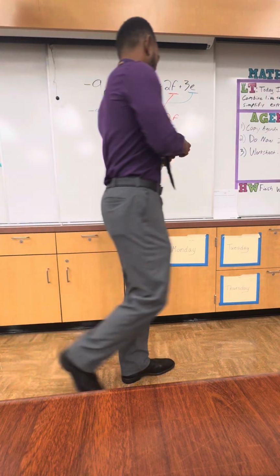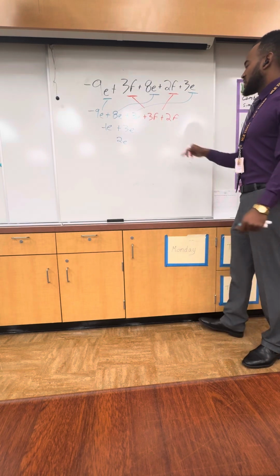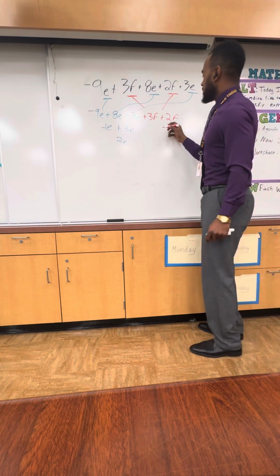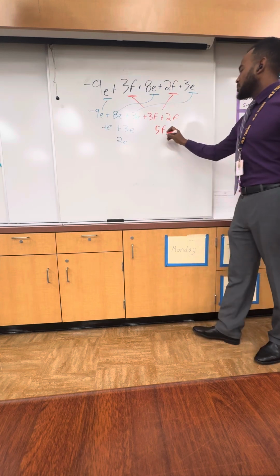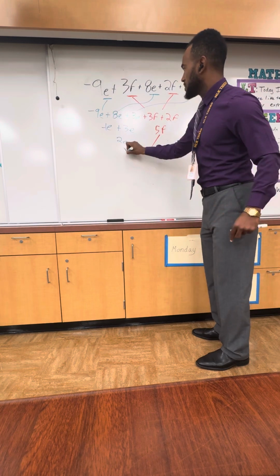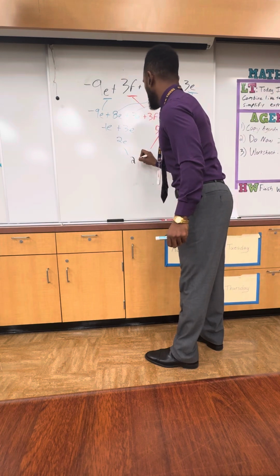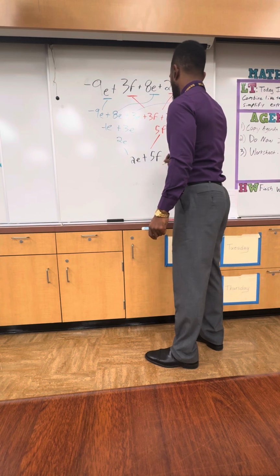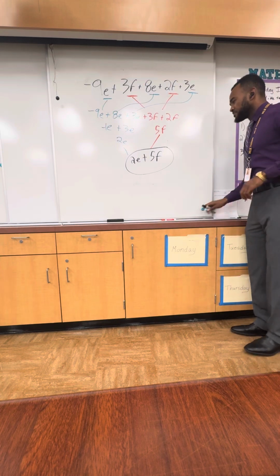Now let's go over to our F. Positive 3F plus positive 2F. So that's 3 good guys in the room, and they call 2 for reinforcements. Total, 5 good guys, positive F. So when we drop that down, our final answer should be 2E plus 5F. And that's the simplest that we can go with this expression. Thank you.